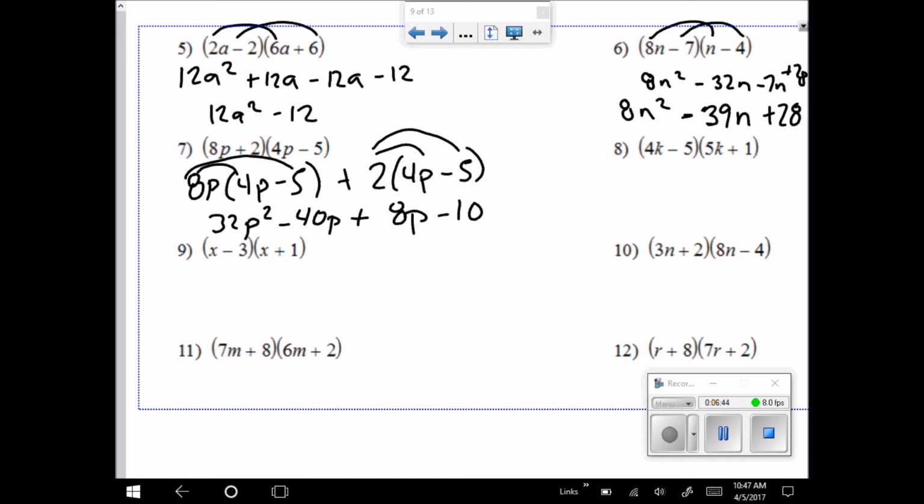So then to combine our like terms, I'm going to kind of write it in the middle here, put it in standard form, so 32p squared. Combine my like terms, so I'd have negative 32p minus 10.